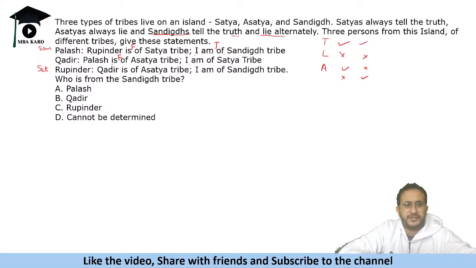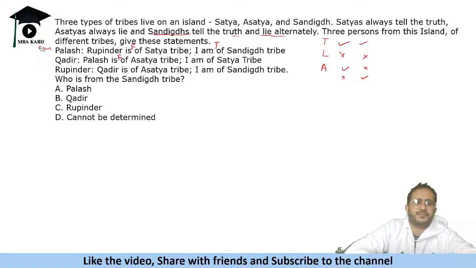Now Palash anyway is not of Satya tribe. Sorry, Kadir is not Satya tribe because he is speaking false. So that means our first assumption was wrong. So binary logic करने का ये तरीका होता है. You pick a statement which is contradictory. So this means this is false and this may or may not be true, right?